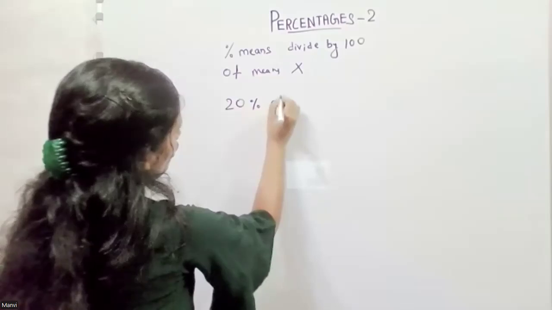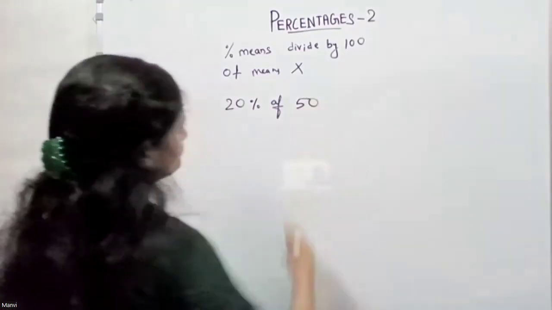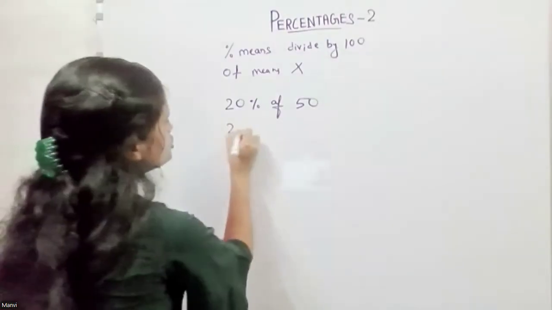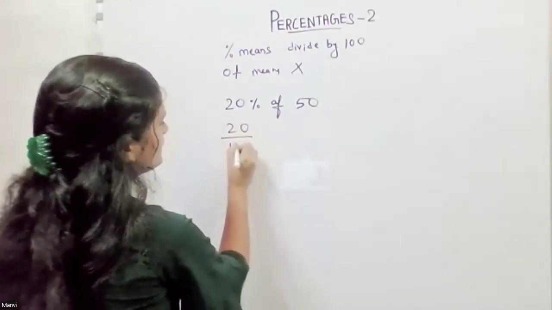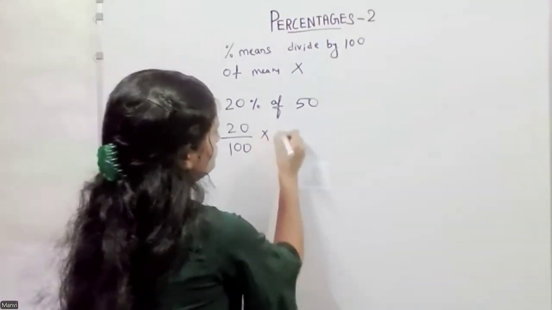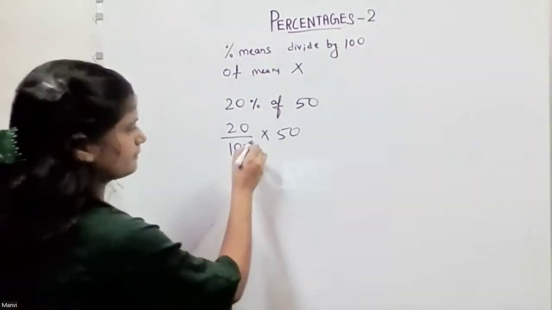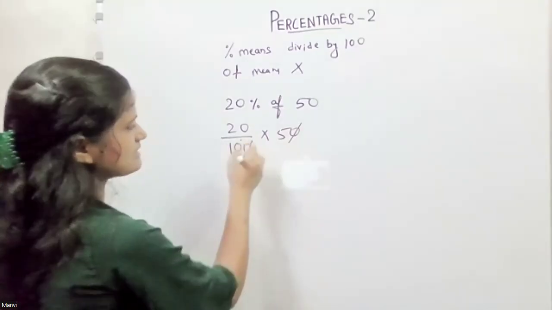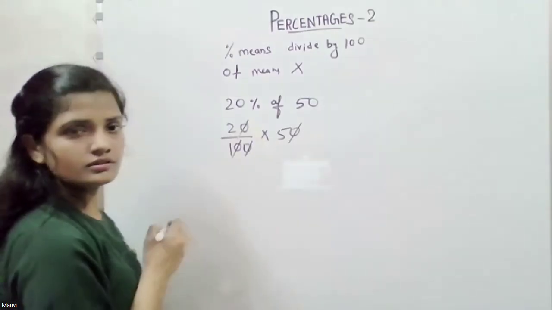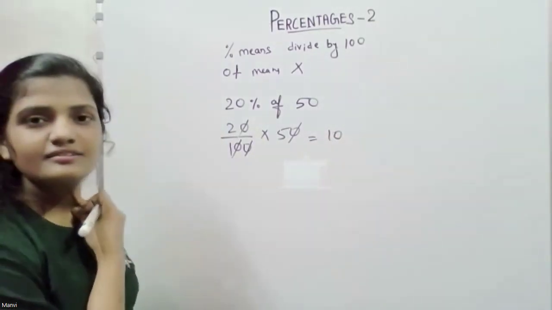So if I write 20% of 50, this means we can write 20% as 20/100 times 50. This simplifies to 1 by 5 times 50, which gives you 10. We can easily cancel this 0 with that 0, and the answer will be 10.